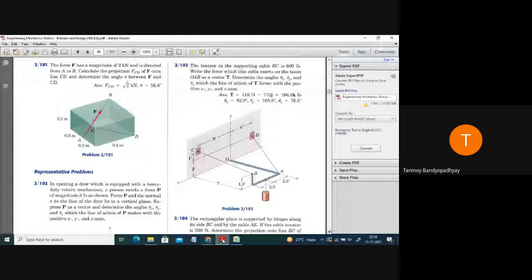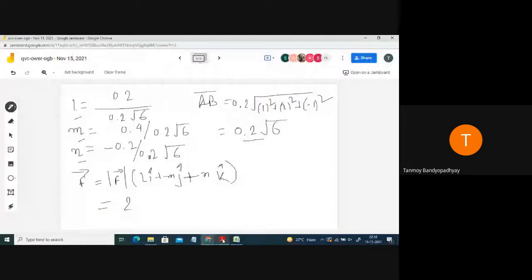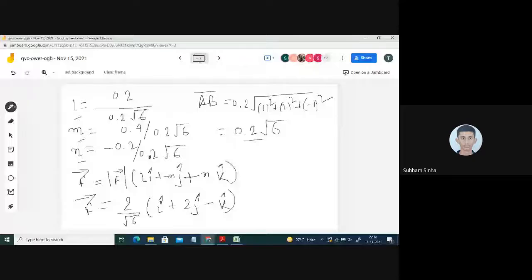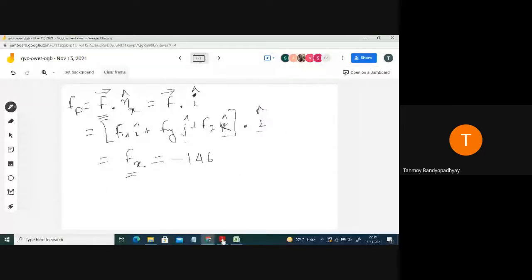What is the magnitude? It is 2. And L was 1 by root 6. So I took this as common, and inside I got I cap plus 2 j cap minus k cap. This is the force vector. Sir, final answer 0.817 I cap plus 1.635 J cap minus 0.817 K cap. I have to check; something like that also came.